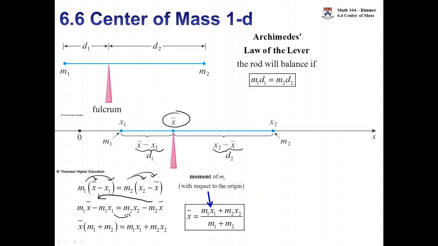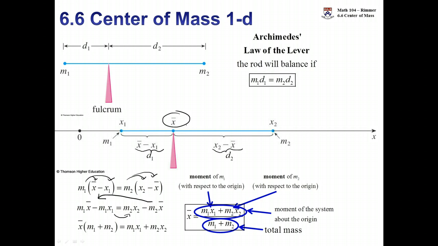All right. m1 times x1 is the moment of the first mass. m2 times x2 is the moment of the second mass. Together, they give you the moment of the system about the origin, the likelihood of the system to rotate about the origin.